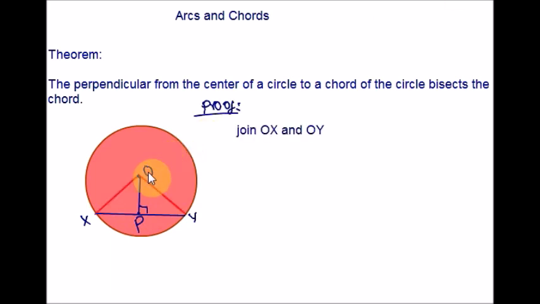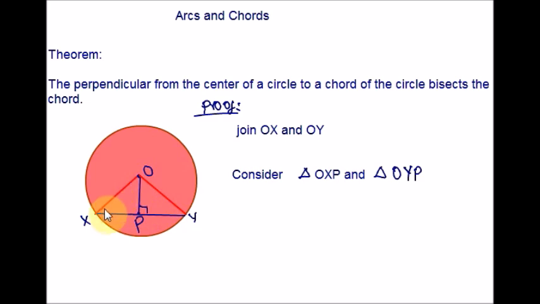Consider the triangles OXP and OYP. Both are right triangles. Hypotenuse segment OX is congruent to hypotenuse segment OY because both are radii of the circle. These are two radii. Am I right? Same way, you can say that segment OP is congruent to segment OP. That is by the reflexive property.